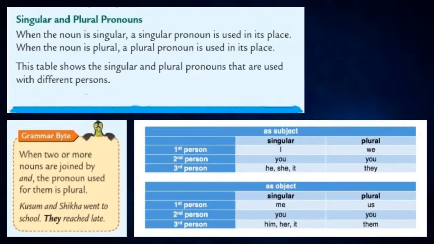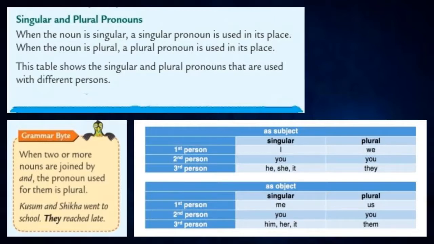Now we are going to see singular and plural pronouns. Already we know singular and plural. Singular means it represents one thing, one person, one animal and one place. Plural means it represents more than one. Okay, let us see in detail.